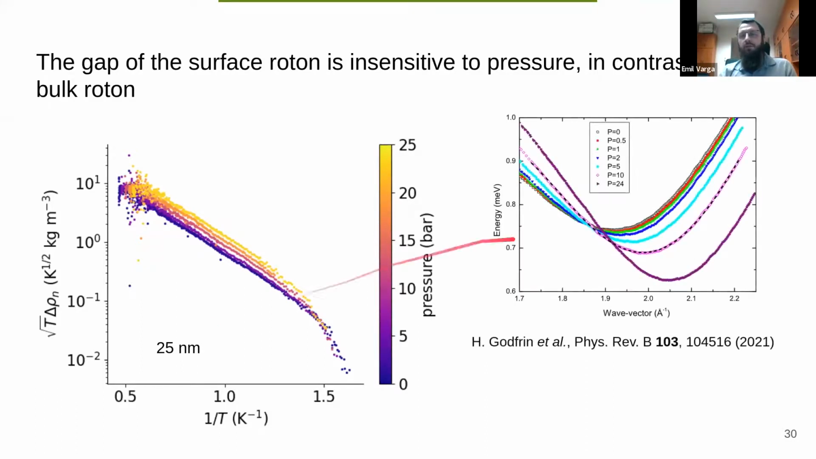This is in quite strong contrast with what's observed in bulk. Again, I show data from this Swiss paper by Andre Gottfried and co-workers, where they very accurately measured the gap dependence on pressure, and the change can be almost 20%. So with the surface rotons, we don't see anything like that.